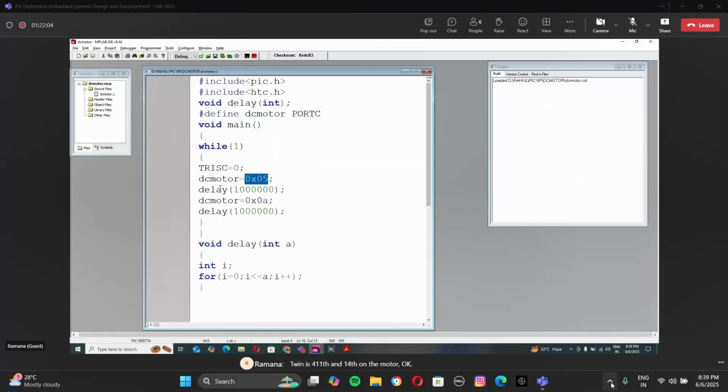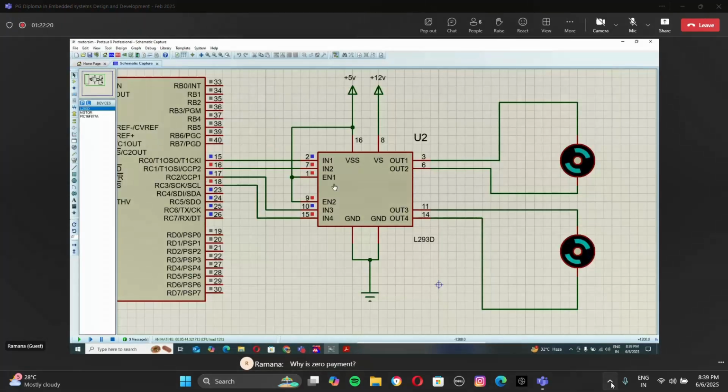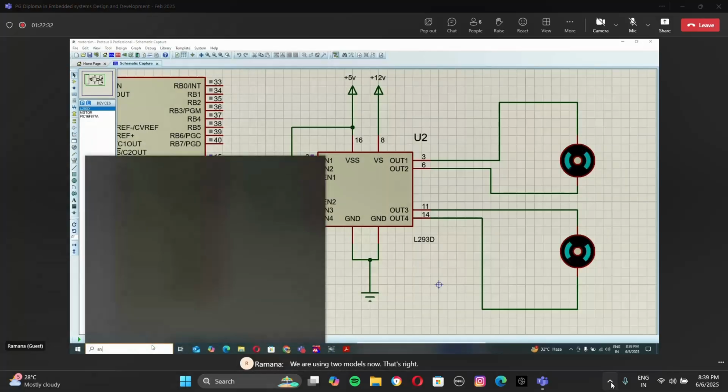So in the coding, we are giving 0x05. 05 means it will be forward direction. Okay. Why is it 05? Because we are using two motors now. RC0 and RC2.